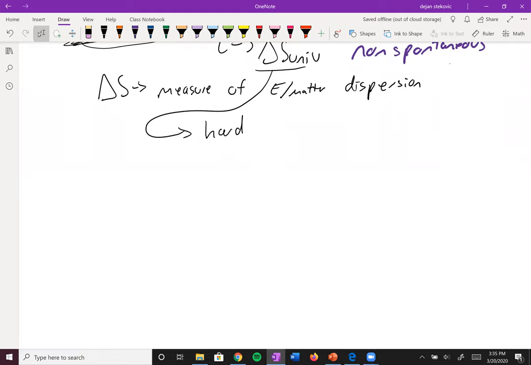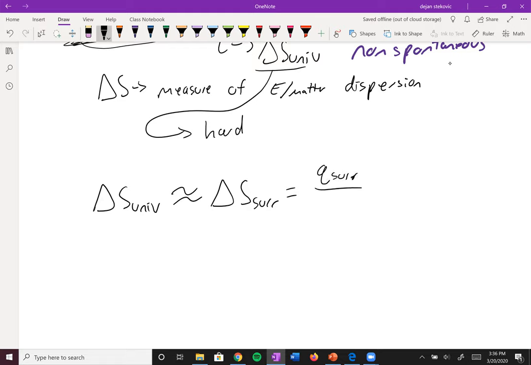If you're talking about a system and that system's surroundings, it's really only the immediate surroundings that are going to change. So we're just going to approximate, and say that the delta S of the universe is approximately equal to the delta S of the surroundings. It's good enough. Things far away from the system aren't going to change too much. They're going to be approximately the same. And so this, of course, is going to equal the heat of the surroundings over the temperature of the surroundings, right? How much heat is being dispersed in this thing right here?